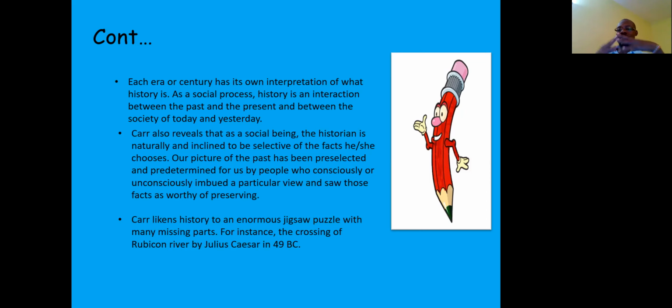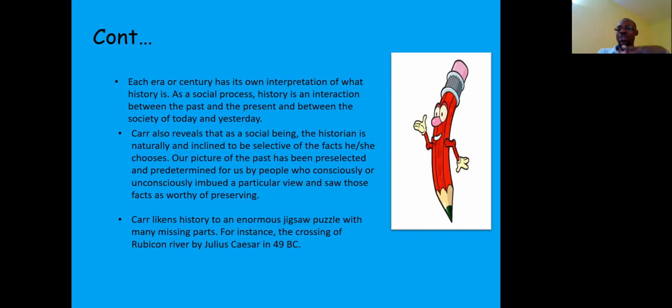You ask yourself, why Julius Caesar? Why is it that historians are just trying to focus on Julius Caesar, not remembering that there were some other soldiers that Julius Caesar was leading? We understand that Julius Caesar was warned several times not to cross the Rubicon River, but again, he went ahead to do so. But how come we are not focusing on the soldiers whom he led?